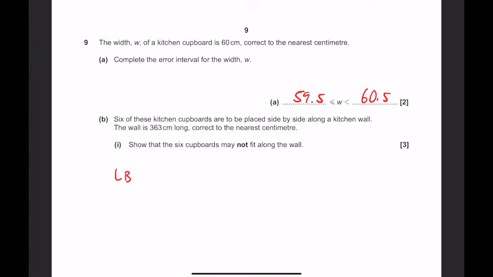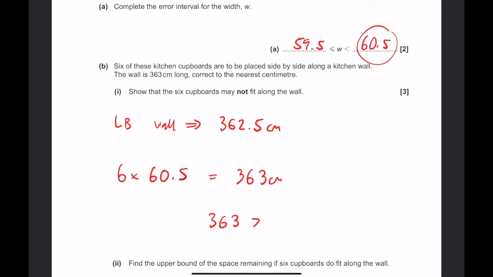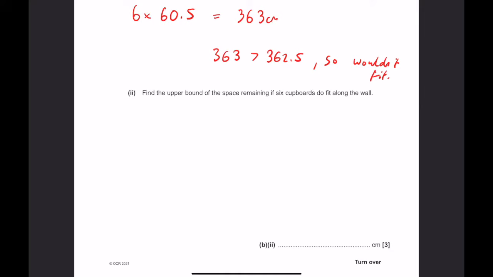So the lower bound of the wall is going to be 362.5 centimeters. And if we do 6 multiplied by 60.5, which is the upper bound of the cupboards, that is going to give us 363 centimeters. Now 363 is bigger than 362.5, so wouldn't fit. Find the upper bound of the space remaining if 6 cupboards do fit along the wall. So basically we're finding the maximum amount of space that could be left.